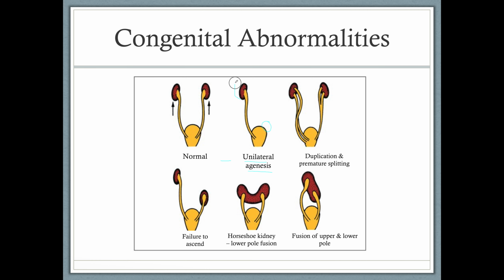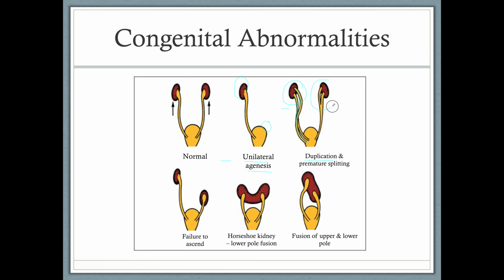There is duplication of the tract. So that's what you see on this side. This kidney has two ureters with it. Do you think that there would be any abnormalities in function from having two complete ureters? This is another thing with complete duplication. We don't see any symptoms with this.